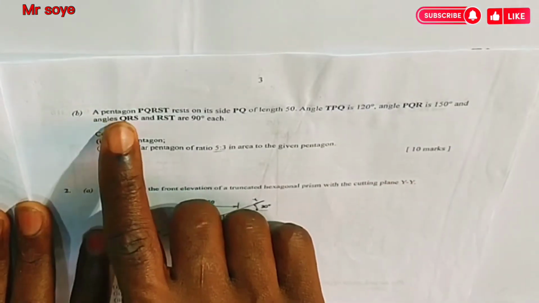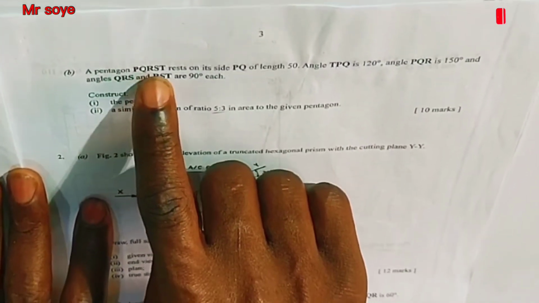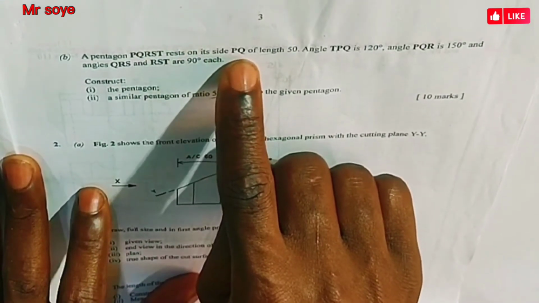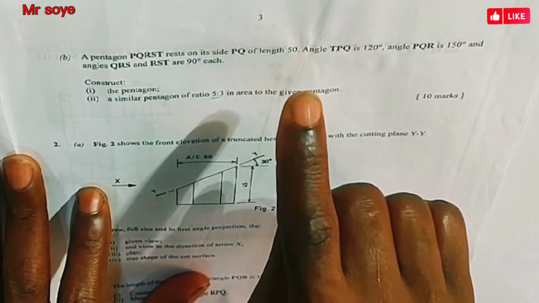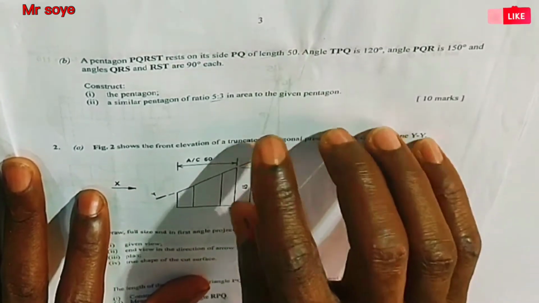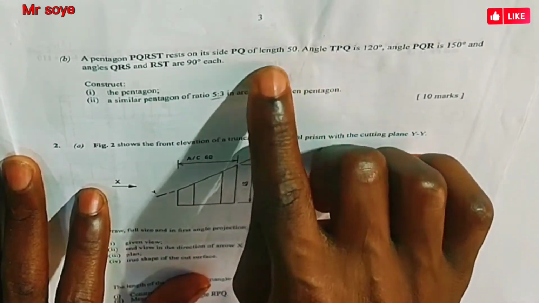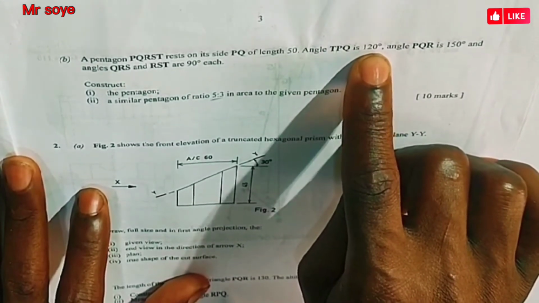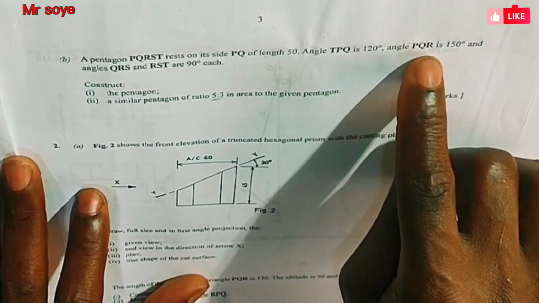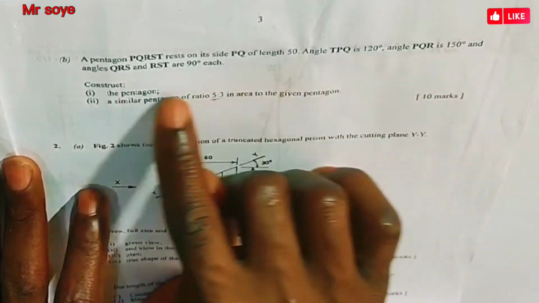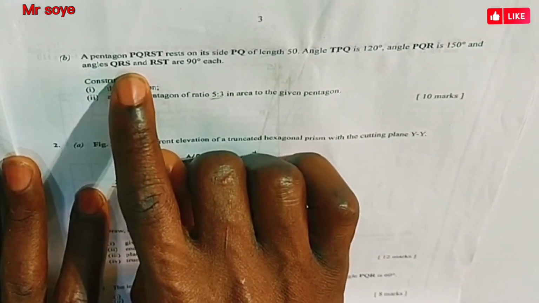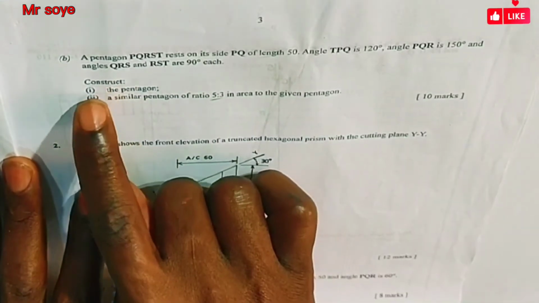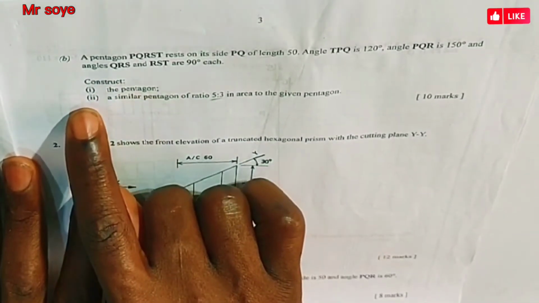1b, a pentagon PQRST rests on its side PQ of length 50. That's the base. Angle TPQ is 120 degrees, angle PQR is 150 degrees, and angles QRS and RST are 90 degrees each. Now construct the pentagon.